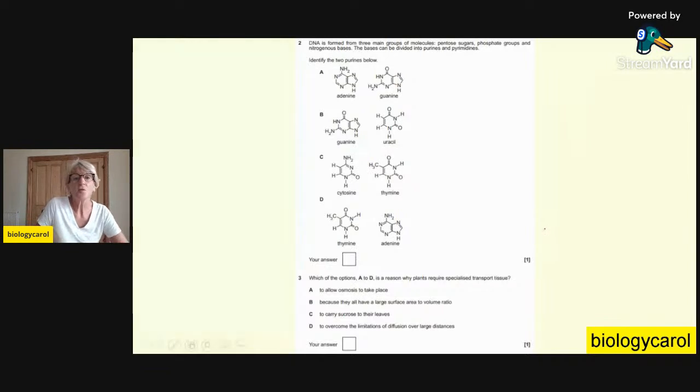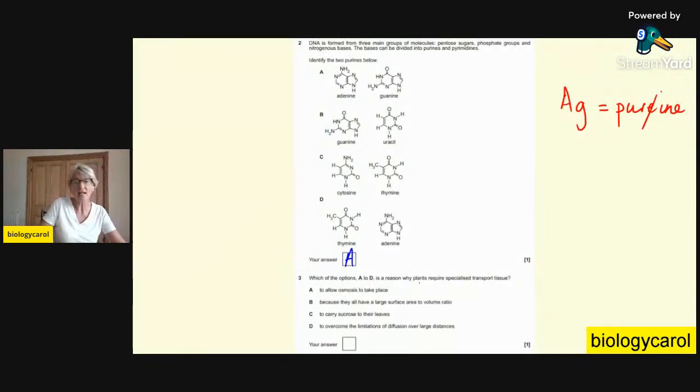Okay, DNA is formed from 3 main groups of molecules: pentose sugars, phosphate groups, and nitrogenous bases. The bases are split into purines and pyrimidines. Identify the 2 purines. Now, the way that I remember what purines are, now I know this is silly, I remember that they're A and G, and that is the chemical symbol for silver. And I just think of that being pure. In other words, a purine. That's the way that I remember it. And so I'm now looking for adenine and guanine. And the first one that I come across is A, so that is that answer.